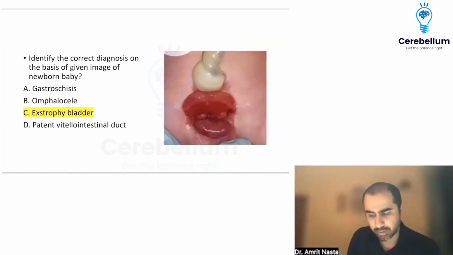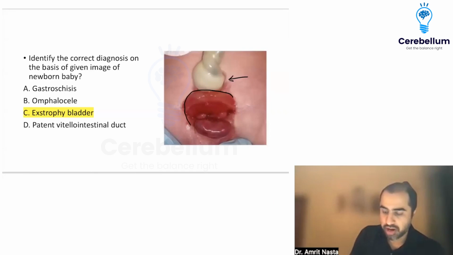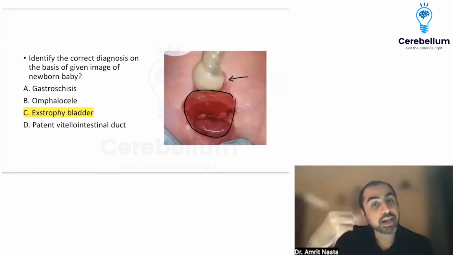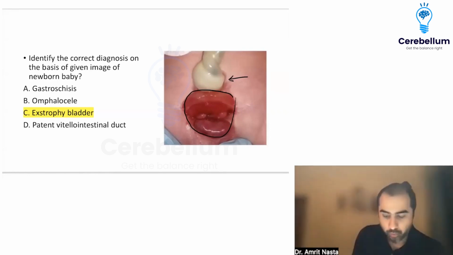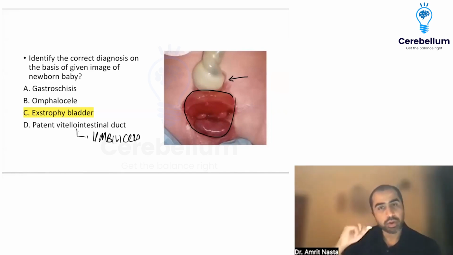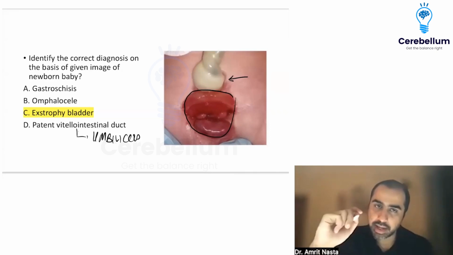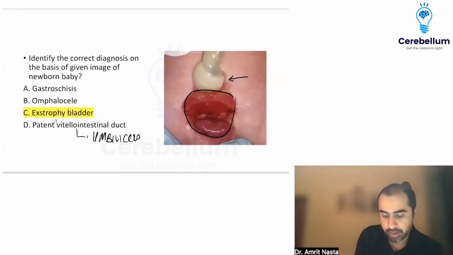This we didn't discuss. What is this? Nice looking thing. What I want you to focus on here is the umbilical area, and something is wrong infraumbilical. So there is an infraumbilical defect. Vitelline duct will be seen at the umbilicus, because the vitelline intestinal duct connects the intestine to the umbilicus. This is infraumbilical.